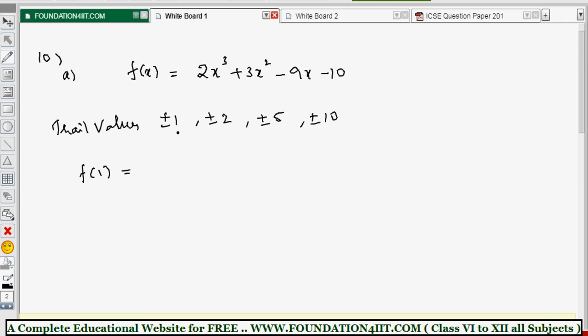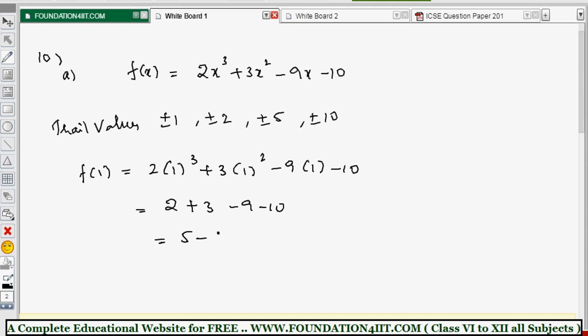If I take 1, then wherever x is there, just substitute 1. So 2 into 1 cube plus 3 into 1 square minus 9 into 1 minus 10. This is 2 plus 3 minus 9 minus 10. So 5 minus 9 minus 10. 5 minus 9 is minus 4, minus 10 is minus 14. So this is non-zero, not equal to 0. So x minus 1 is not a factor, because if it were 0, then x minus 1 would be a factor.